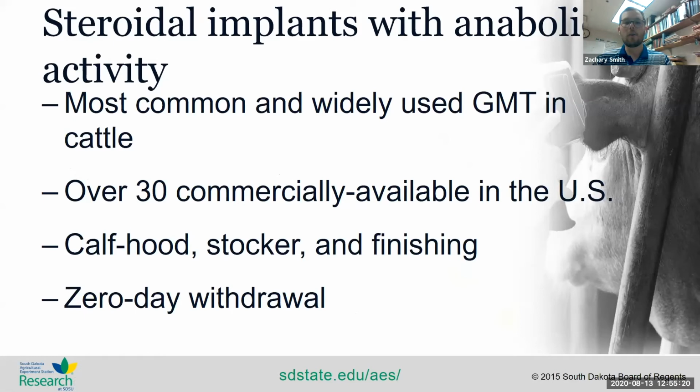Now, when we think about steroidal hormones, these are quite easily the most common and widely used growth management technology that's used in cattle. There's over 30 commercially available, either pioneer or generic equivalent products in the US, and it's very common for animals to receive a calf hood, a stalker, and sometimes at least one and sometimes two finishing implants. And there is a 0-day withdrawal prior to harvest. So in theory, you could implant cattle the day before they go to the plant. Now that wouldn't be very smart because it would be lost. You wouldn't realize the benefit of that implant, but there is no withdrawal in regards to the use of this technology.